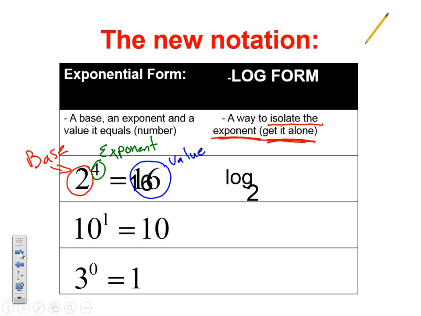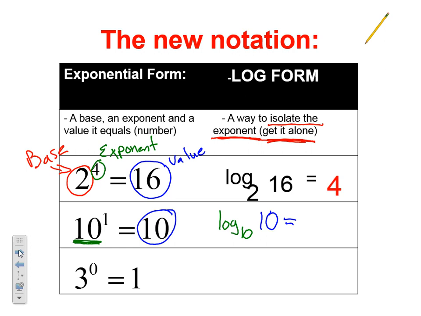So log base 2 of 16 equals, now we were getting our exponent alone, so our exponent is going to be the only thing on the other side of the equal sign. So it equals 4. If we rewrite these other two, we're going to start with log. And then here is our base. Our base is 10, so it's log base 10. Then we work with our value, so we're going to put another 10 here, equals, we always put our exponent by itself. So equals 1.